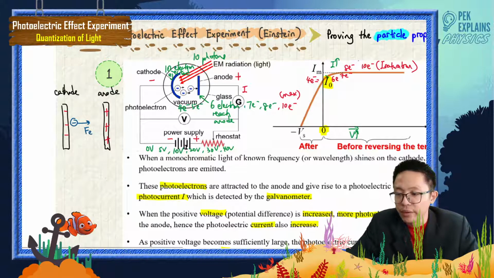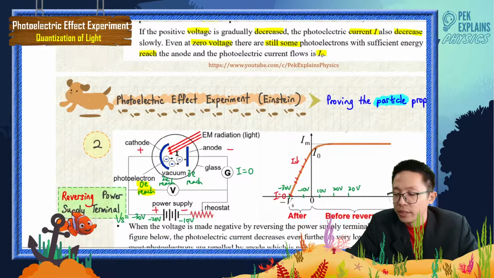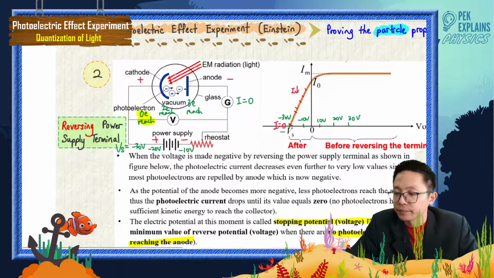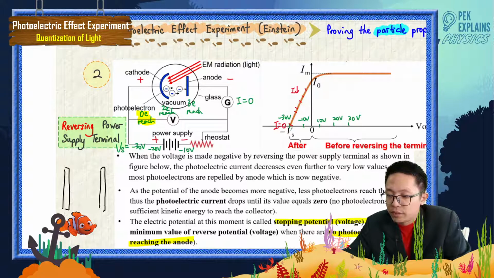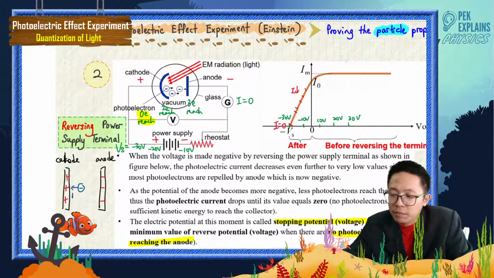But now when you reverse the voltage, the cathode becomes positive. Let me draw. When you reverse, this is the cathode, this is the anode. Now this cathode becomes positive, this becomes negative. So what happens is the electron is now being repelled. Maybe I draw it here. It's being repelled by the negative plate.